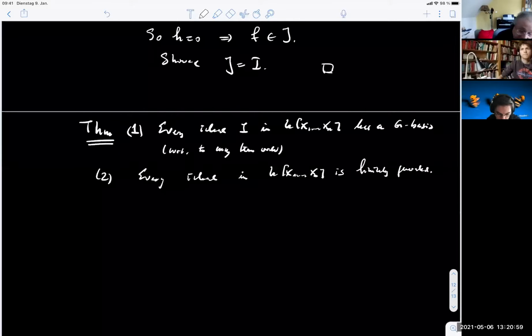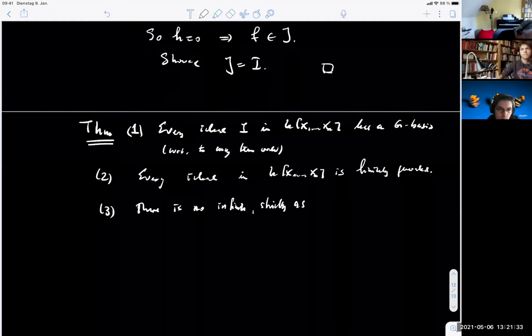People say this means the polynomial ring is Noetherian. Third property: there is no infinite strictly descending chain, I said descending, but I wanted to say ascending, strictly ascending chain of ideals in the polynomial ring.